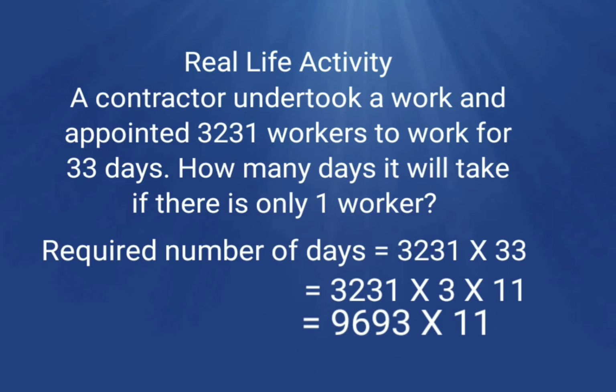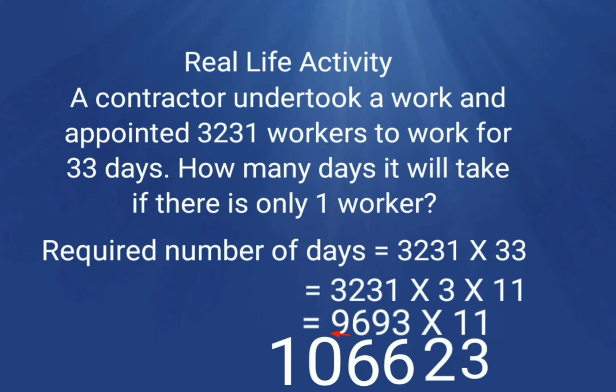Now you know how to multiply a number with a series of ones. The last digit is 3 here. Then add 9 plus 3, 12, 2 there and 1 carry over. 6 plus 9 again 15, plus 1 is there, so 16, 6 there, 1 carry over. Again 9 plus 6, 15, plus 1 is there, so 16, 6 there and 1 carry over. Then you have a 9 there, plus 1 is there, so 10. So your final answer is 106623.